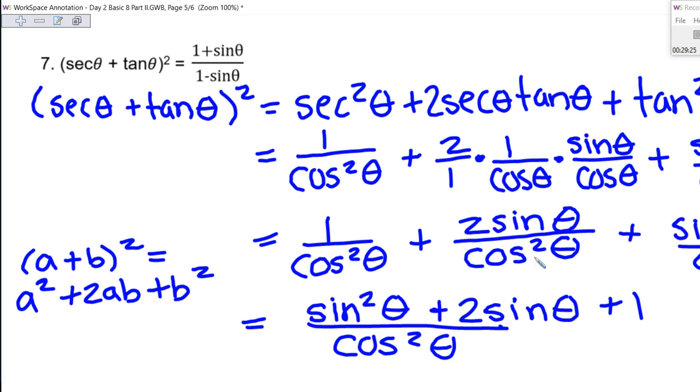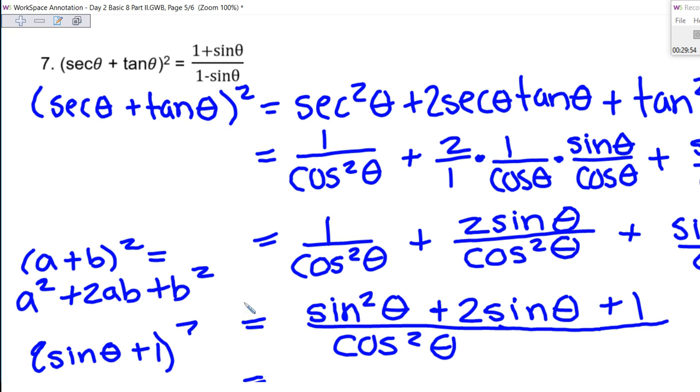Now, if you have a trinomial, see if you can factor it. Yeah, we could write it as sine of theta plus 1 squared because it's a perfect square trinomial. Or I'm going to write it like this, sine of theta plus 1 times sine of theta plus 1. Means the same thing, right?